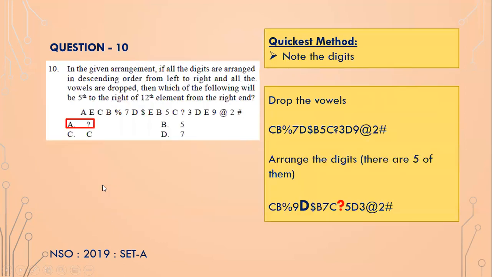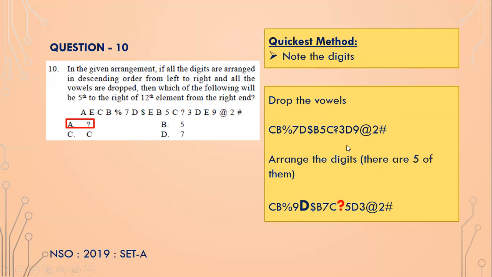In the given arrangement, if all the digits are arranged in descending order from left to right, and all the vowels are dropped, then which of the following will be the 5th to the right of the 12th element from the right end? So drop the vowels. In this, if you drop the vowels, which are the vowels? A, E, I, O, U. So you drop A, E. E you drop. Again, E you drop, isn't it? A, E, I, O, U are the vowels.